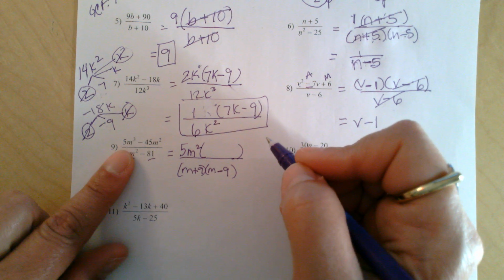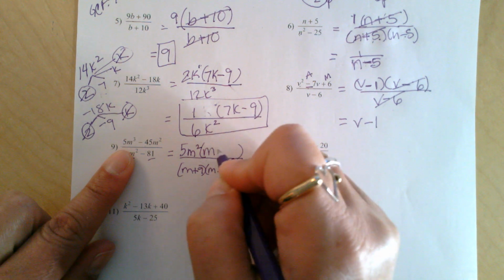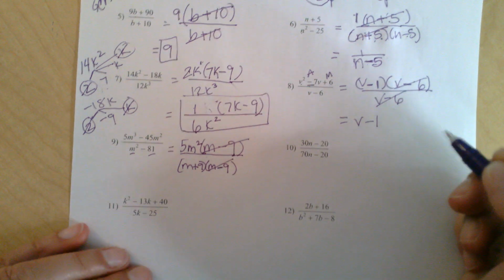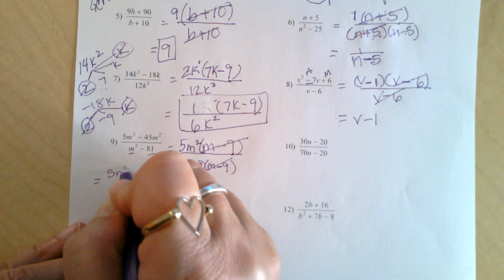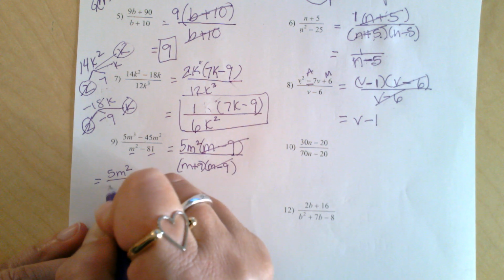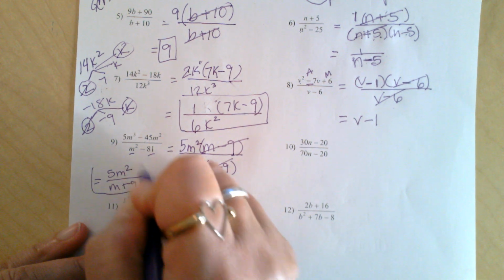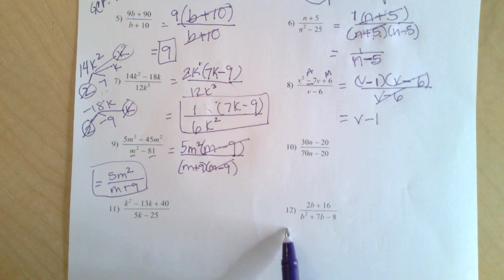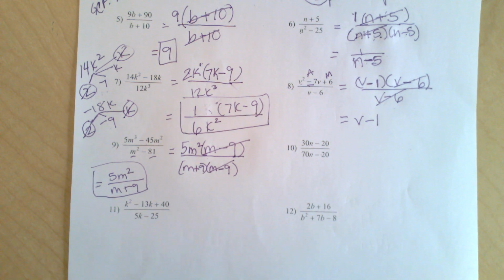What do we have left from here? We have an m minus 9, and guess what? You got it. These are going to cross out. So your final answer is going to be 5m squared over m plus 9. That's it.